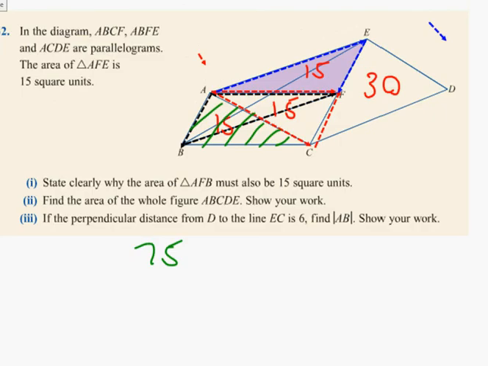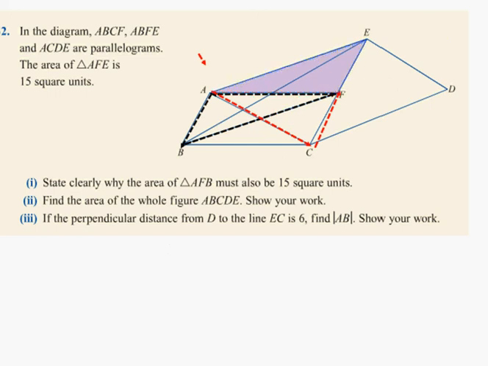Okay. The perpendicular distance from D to the line EC is 6. Find AB. That's actually really easy. So let me show you what we're going to do there. We're just going to mark exactly what we're looking for here. We're asked to find AB. AB is here. AB is the same length as FC. We know the line D to EC, so we're going to relate D to EC. So I'm going to expand this to EC. EC is double, anybody? EC is double AB.